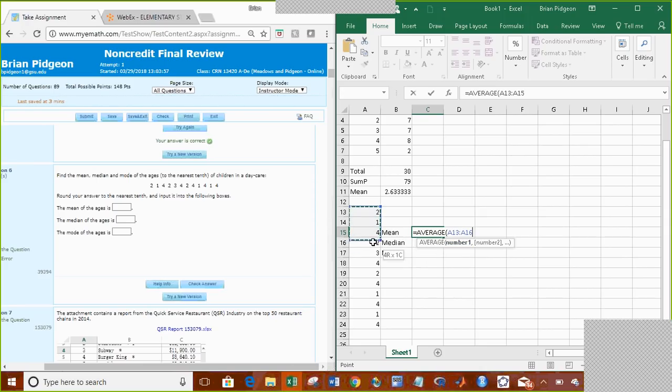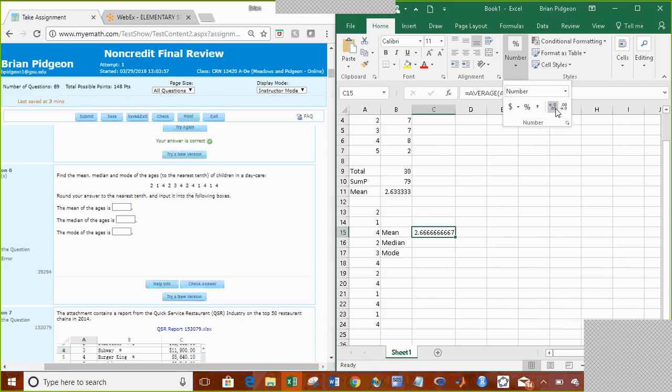2, 1, 4, 2, 3, 4, 2, 4, 1, 4, 1, 4. All right, just double checking. Round to the nearest tenth. So in Excel, if you don't know how to do that, you can round by raising and lowering the number of decimal places.